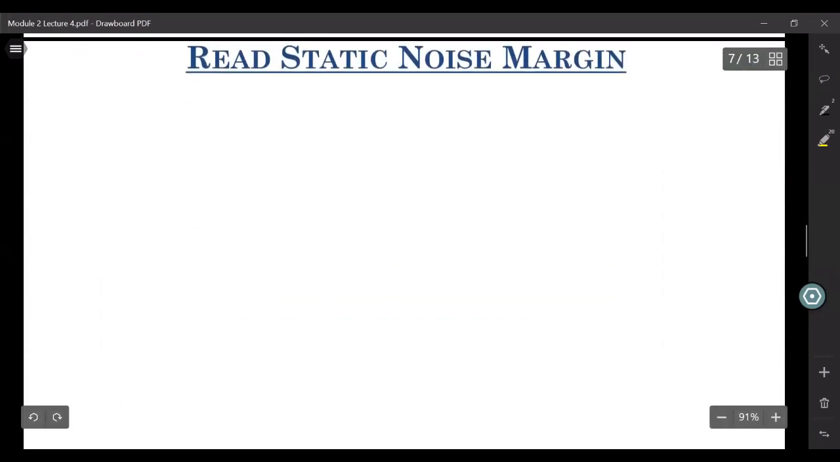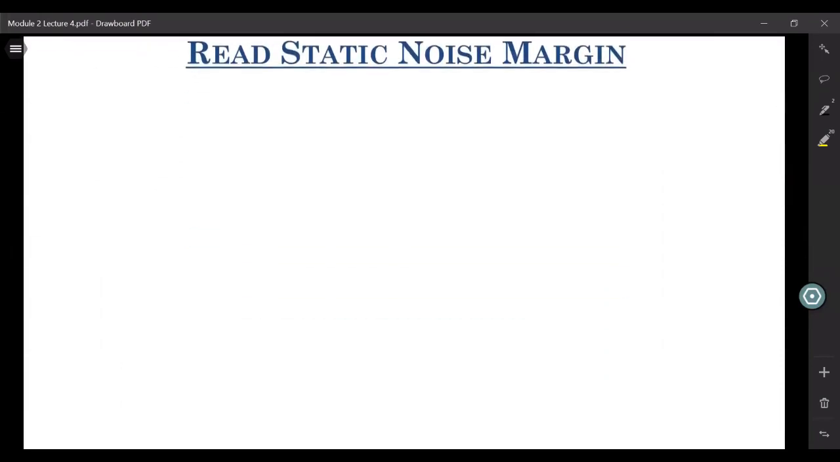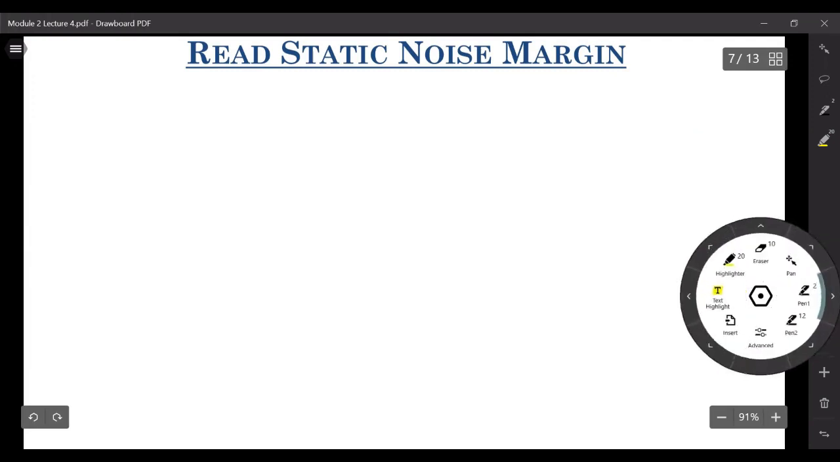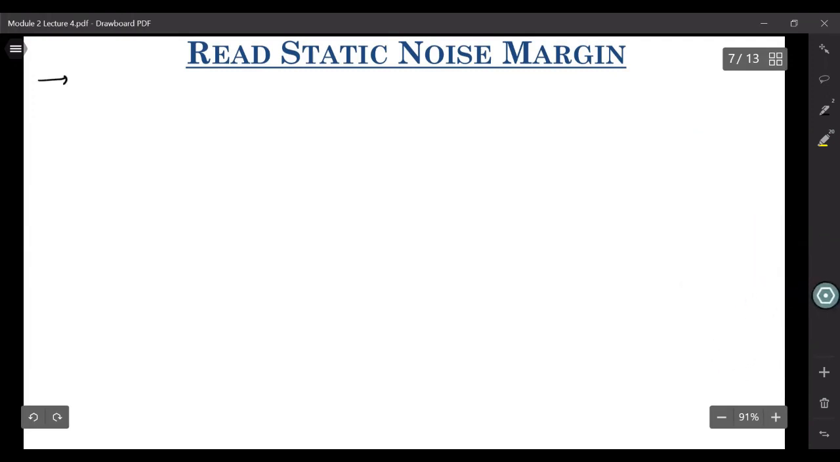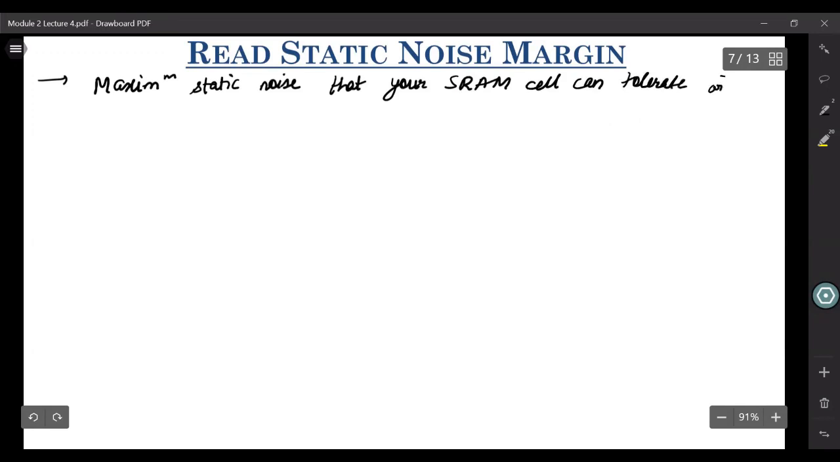Let us move to another important performance metric for your SRAM cell, which is read static noise margin. So how do we define this read static noise margin? It's the maximum value of static noise that your SRAM cell can tolerate without flipping the states when it is in read mode.